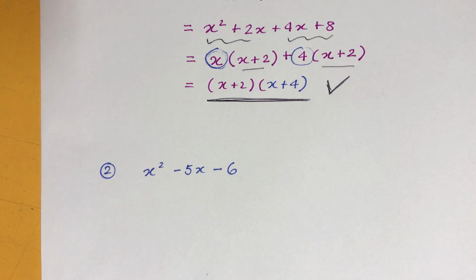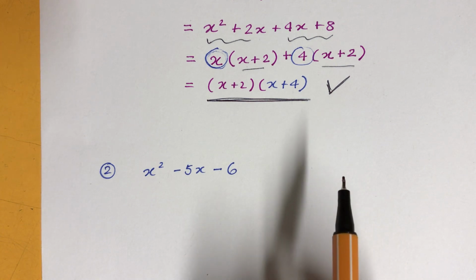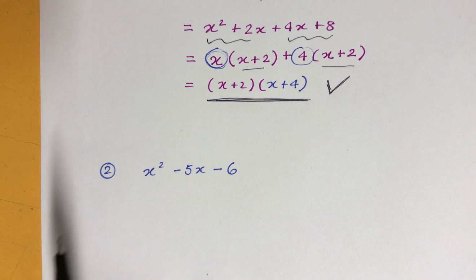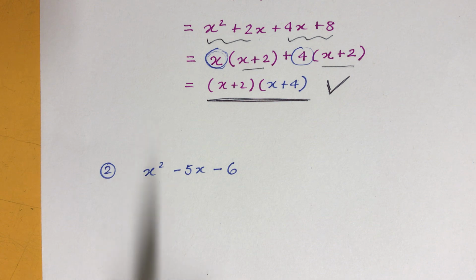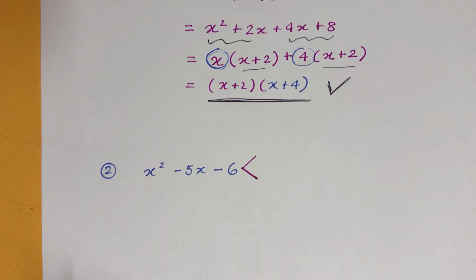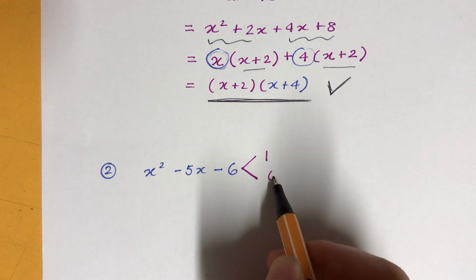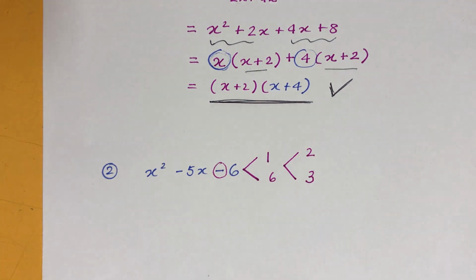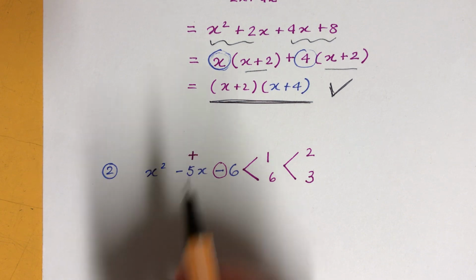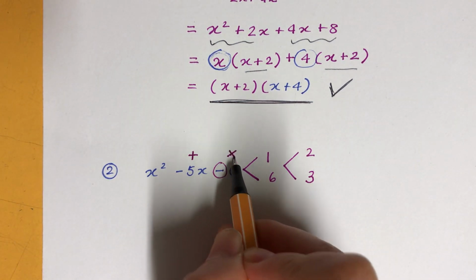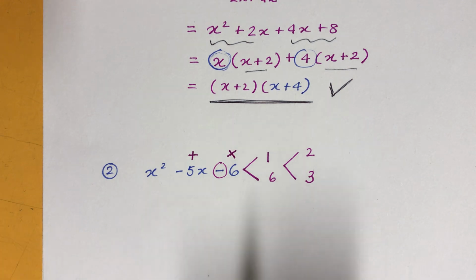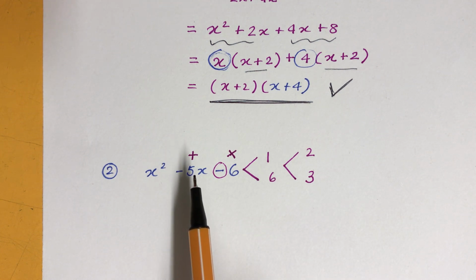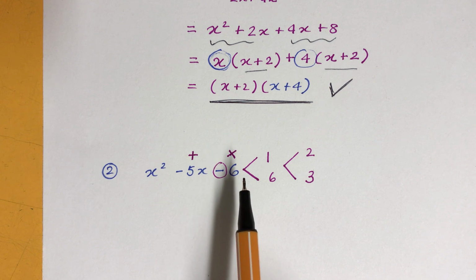Also, this is a monic quadratic trinomial. The only difference between the first and the second one is the sign. The first one had all plus, this one is negative. Still the same: what are the factors of 6? You can see 1 and 6, 2 and 3. We have to be a bit careful because it's got minus 6. The middle term is the sum of the 2 factors, and the last term is the product of the 2 factors. So which set of factors, when you add together, gives minus 5, and when you times together, gives minus 6?